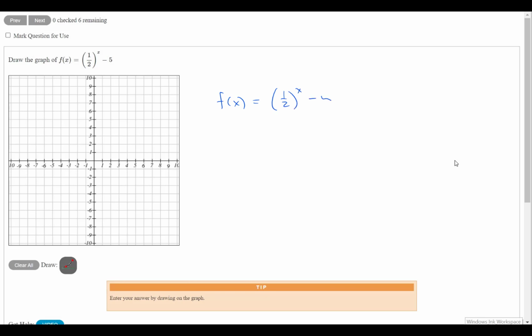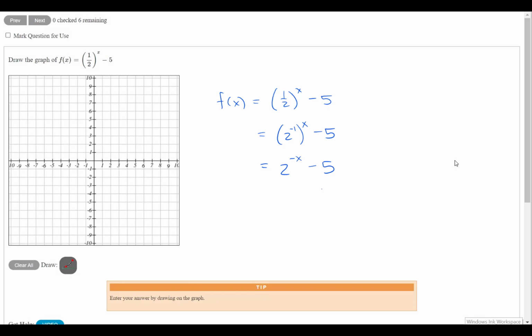x minus 5, I can rewrite this so that this base 1/2 could be written as 2 to the negative 1 power, which makes this base 2 to the negative x. And since my x has a negative in front of it, that's a reflection. And it's going to be a reflection about the y, or vertical axis.